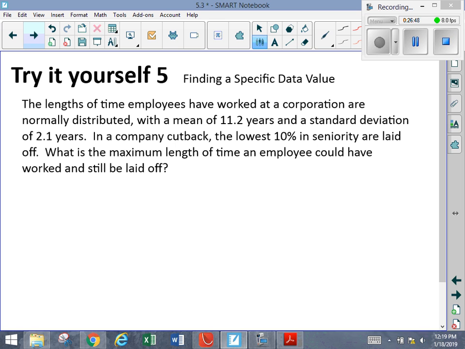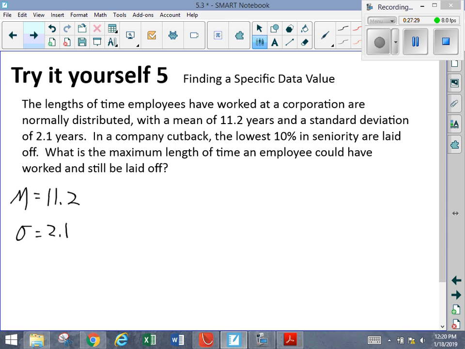Oh, we have another one. All right. Lengths of time people have worked at a corporation are normally distributed with a mean of 11.2 years and a standard deviation of 2.1 years. The company decides to fire a lot of people, and they say, we'll just fire the new guys. As a matter of fact, just the lowest 10% according to how long they've worked here. So how long do you have to work there to not get fired?